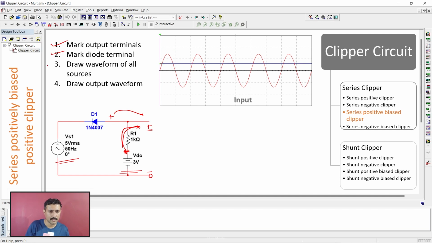So now our step number 3 is done. Now it's time to draw output waveform. In previous two cases, we have either clipped off full positive cycle or full negative cycle. That means our reference was 0 volt line, right? But when we have particular amount of DC voltage in our circuit, then that DC voltage will be our reference line. So now whatever signal we want to clip off, we will use this DC line as our reference.